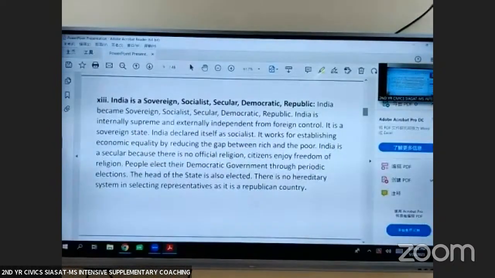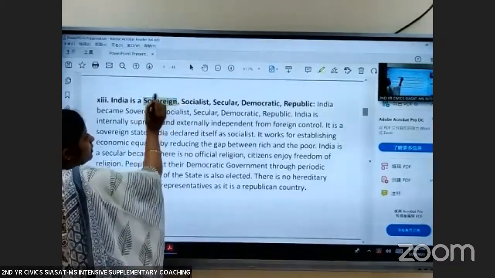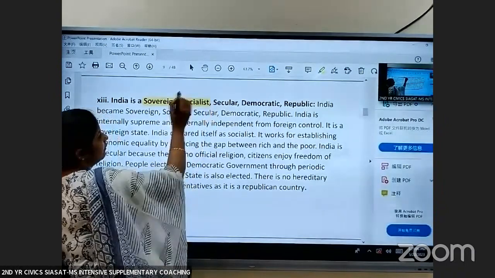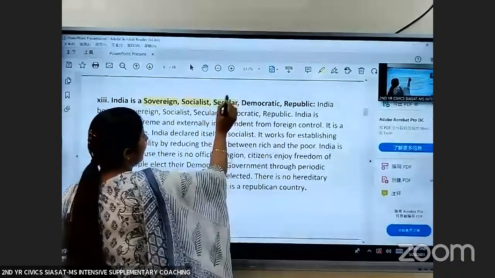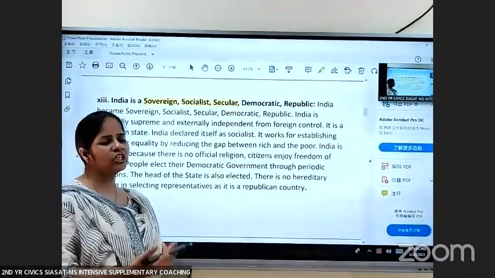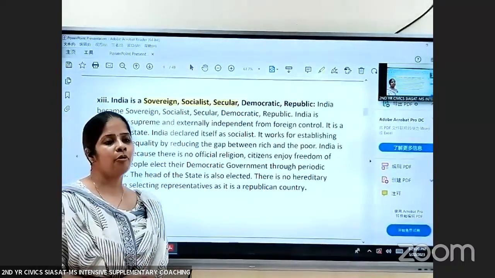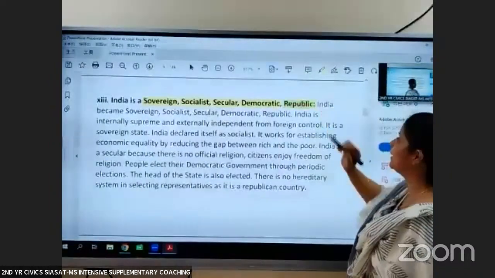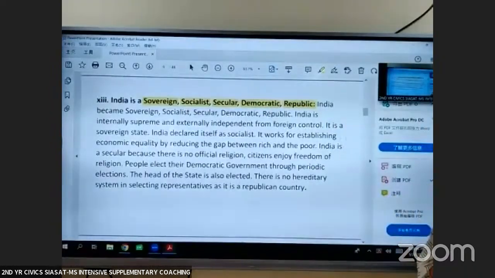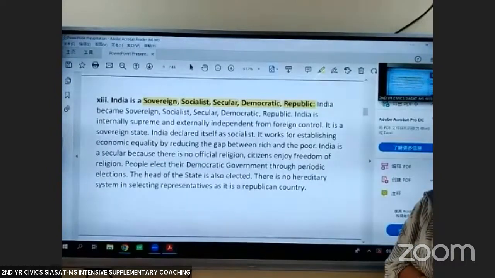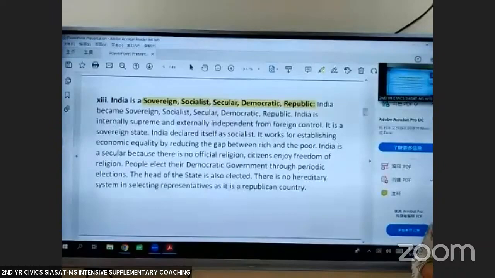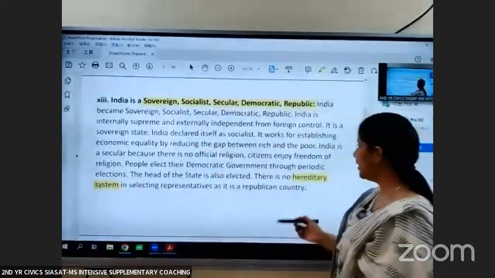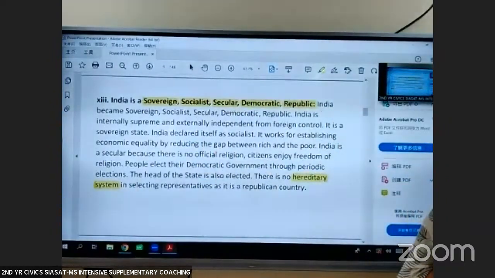And the most important point is India is Sovereign. Sovereign means independent. It has its own independence. Socialist, the government works for the welfare of the people. Secular, here we don't have any official religion. No religion is given importance in India. Then India is democratic. The people elect their representatives, and India is a republican country. What do you mean by a republican country? Here, the constitutional head of the state, that is the President of India, is also elected, indirectly. There is no hereditary system followed for the election of the head of the state. So we say that India is a republican country.